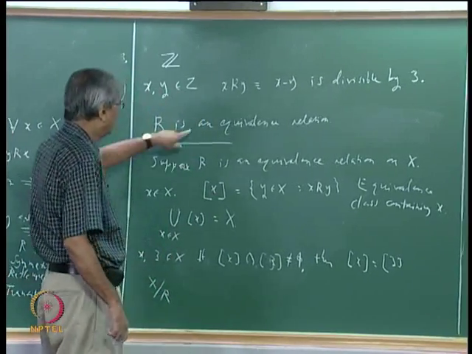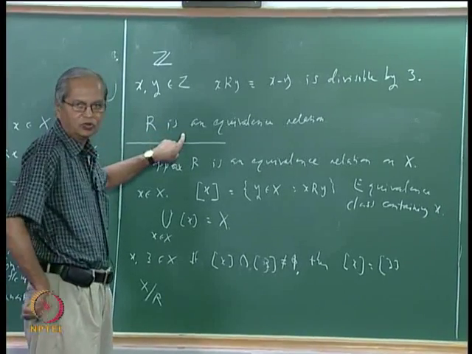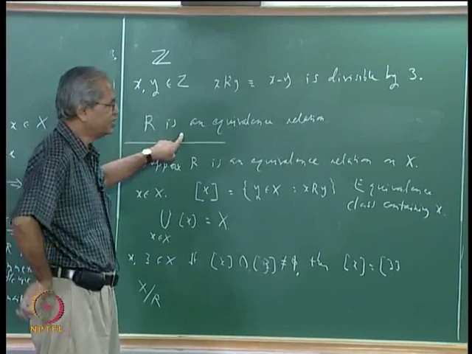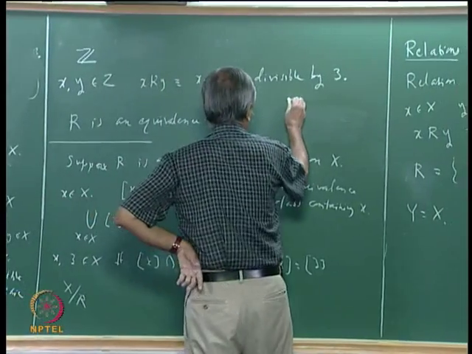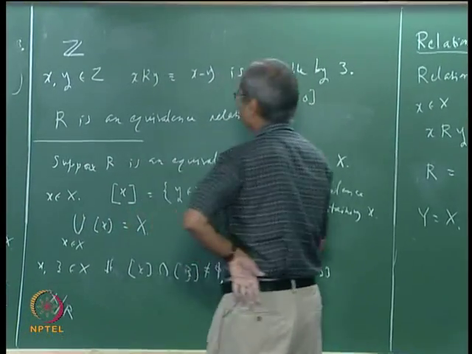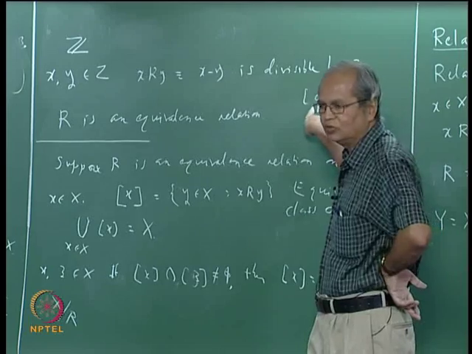Alright, now let us go back to this example. Let us say, suppose I consider the equivalence class containing 0. What are the elements in this?